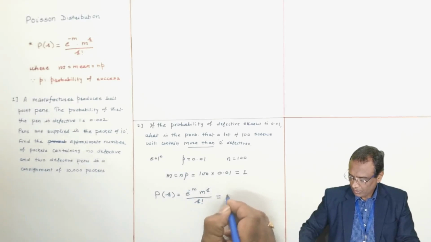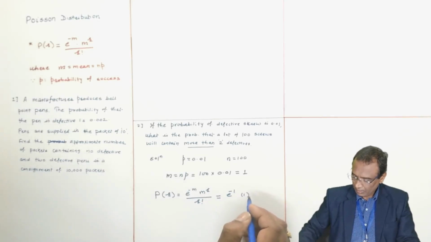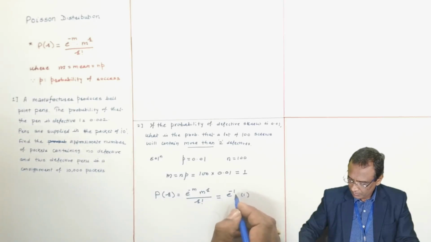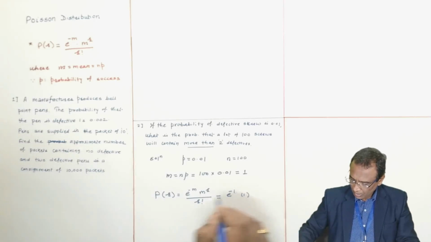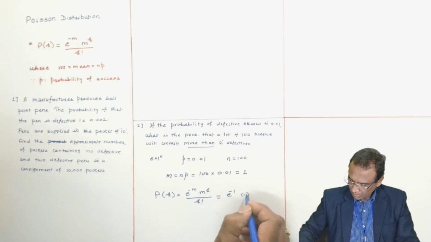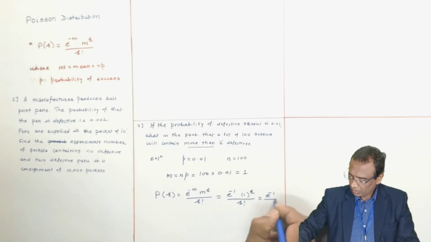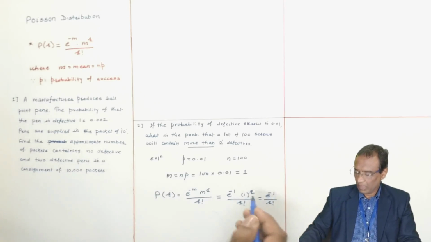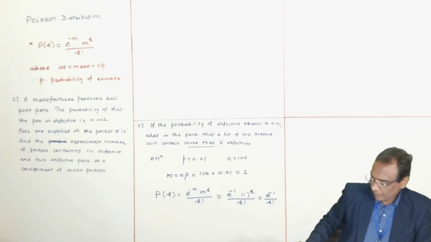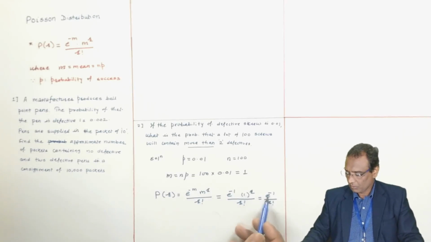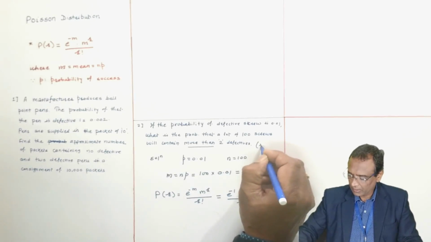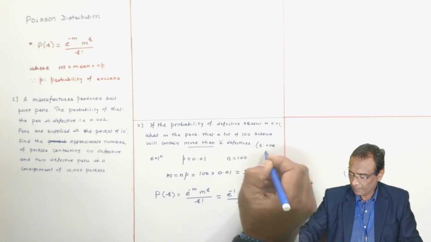This equals e to the power minus 1, since m is 1, and r is there. I am writing like this. 1 to the power r is what? It is 1, and r is an integer. Okay, here r is a positive integer.